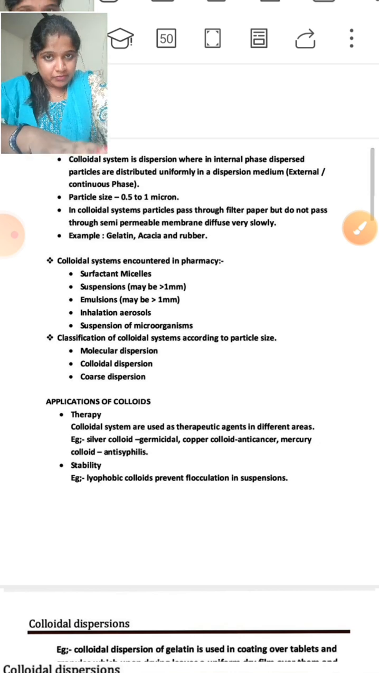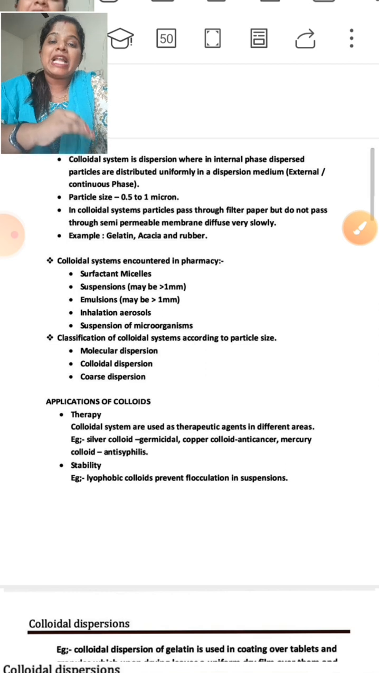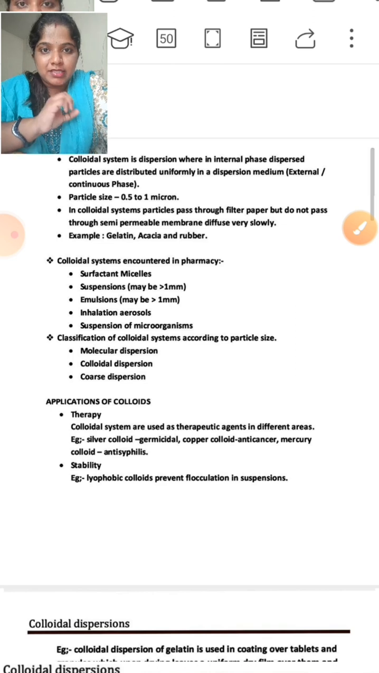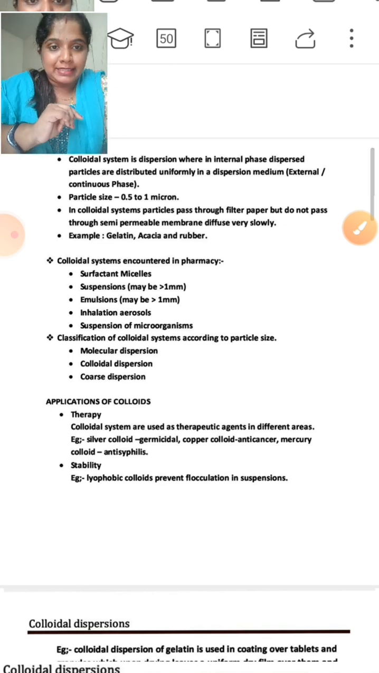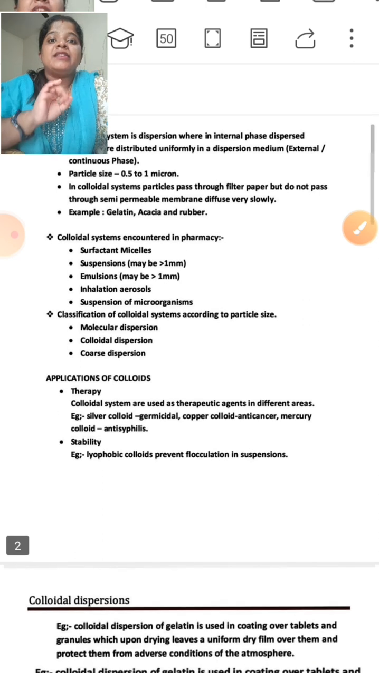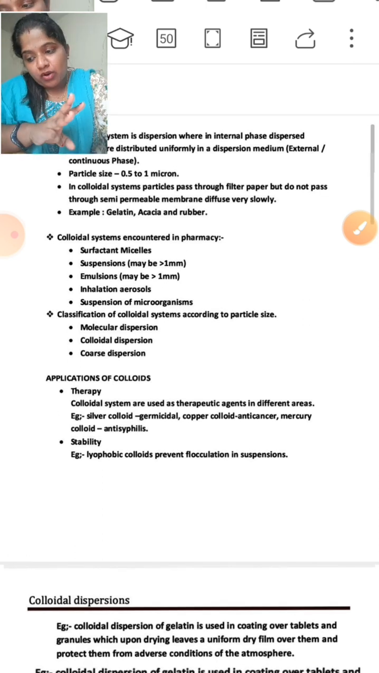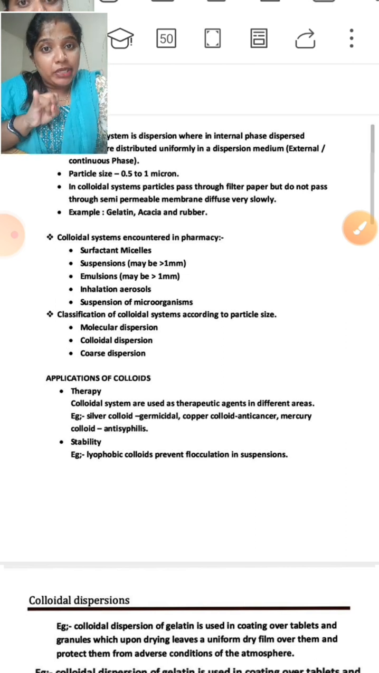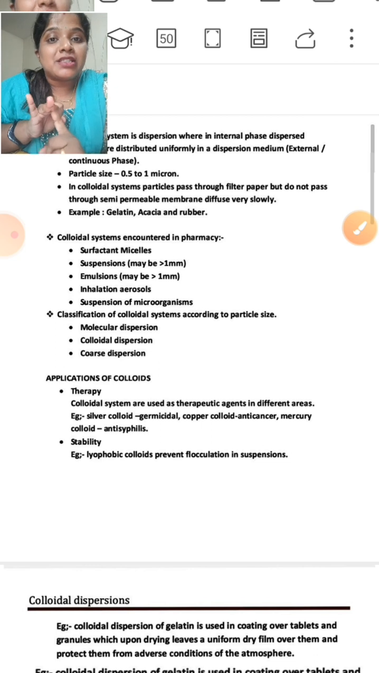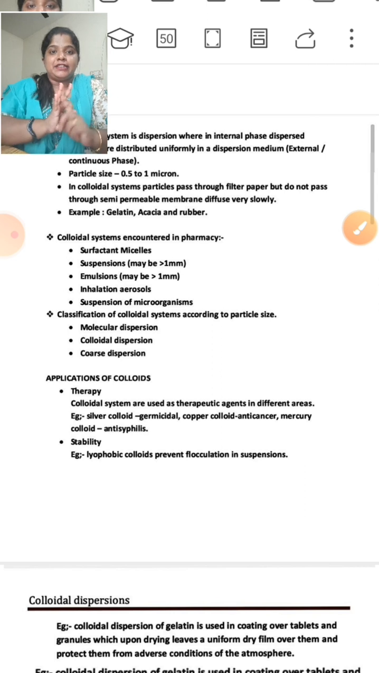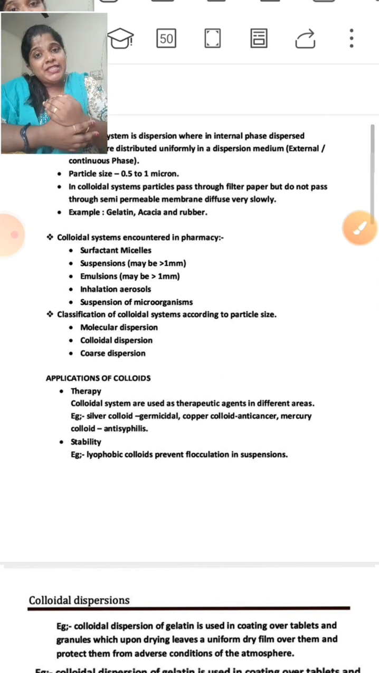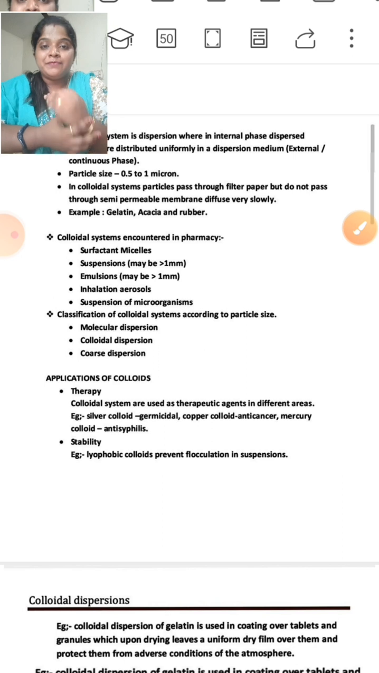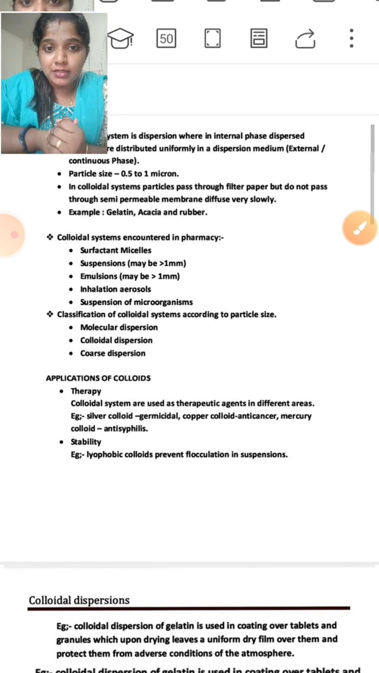Next we will go through the classification of colloidal systems. According to particle size, it is divided into three types: molecular dispersion, colloidal dispersion, and coarse dispersion. We will see it in detail. Before that, we will see the applications of colloids.